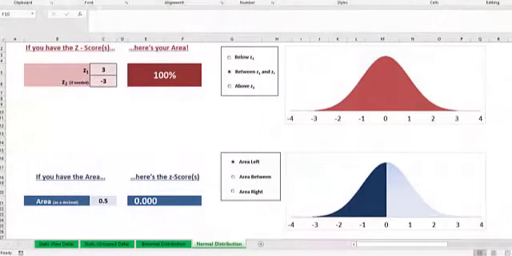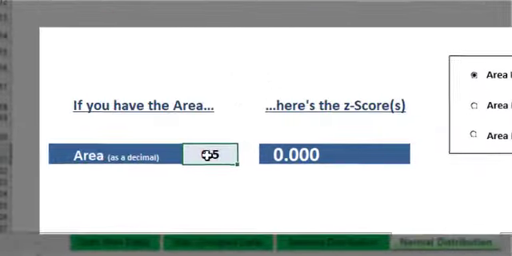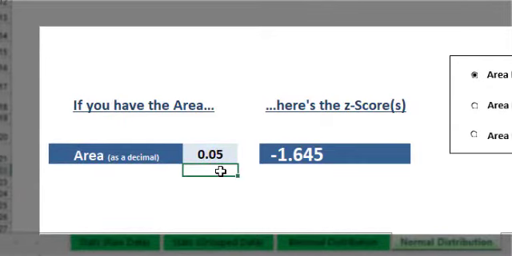Let's do it. Okay, friends, so where we're going to be now is the bottom part of the spreadsheet. Why the bottom part? Because now we're going to start with an area. We're looking for the 5th percentile, which means we're looking for a Z-score that chops the bottom 5% of the area off of the top 95% of the area. So the dividing line between the lightest 5% and the heaviest 95%. Now, if we have the area, which we do, we're going to put that down here in the area as a decimal box. Boom!